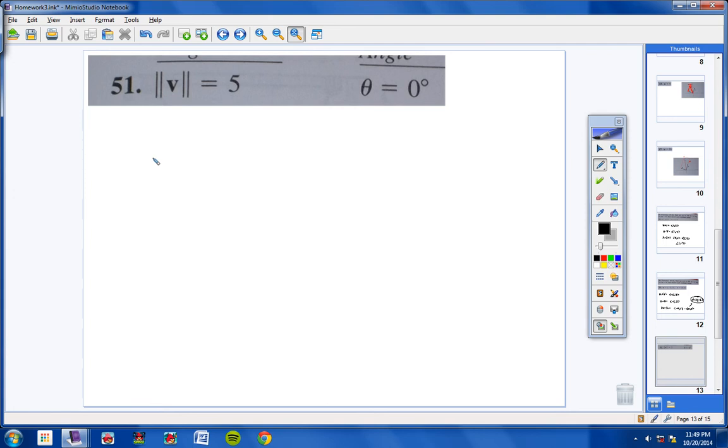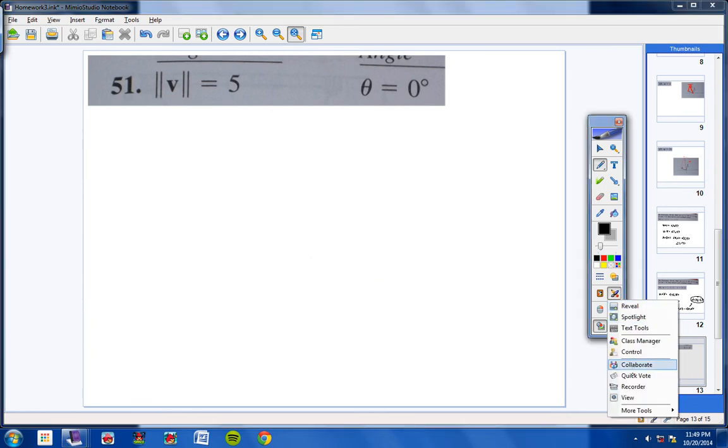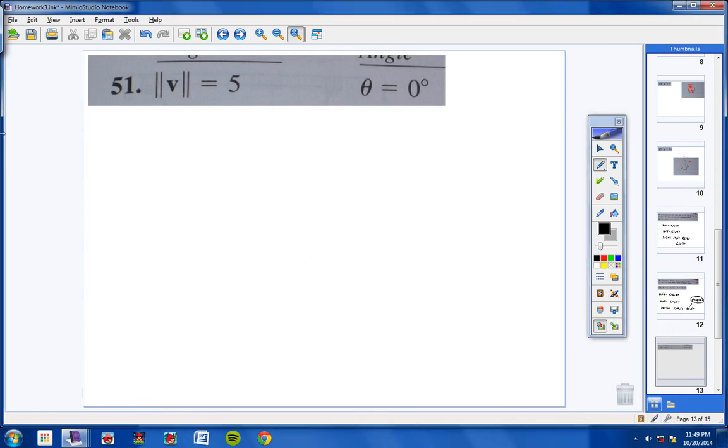Now let me quickly glance in the book here and see what the directions say for numbers 51, 53, and 55. Okay, the directions say for 51, to find the component form of v given the magnitude and the angle it makes with the positive x-axis. Okay, so here we go. We have a vector that has an angle of 0.